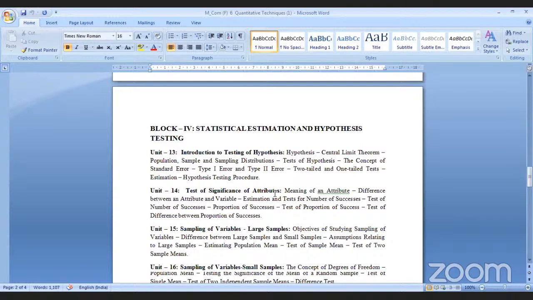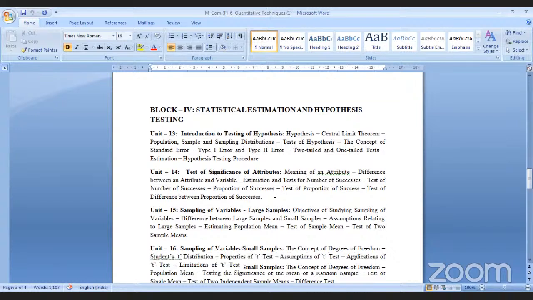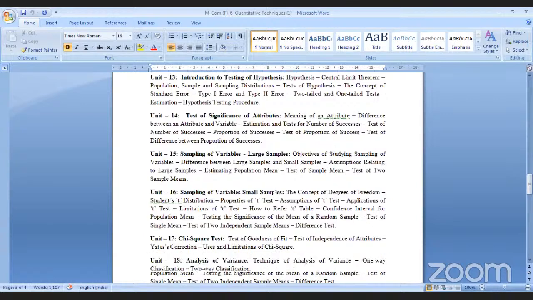In block four, statistical estimation and hypothesis testing. So this is also a problem part. In this problem part, we are going to see units 13, 14, 15, 16. After completion of 13, 14, 15, 16, we'll go for the chi-square test. Okay, the chi-square test is also very simple and easy. Okay, so I will share the screen.